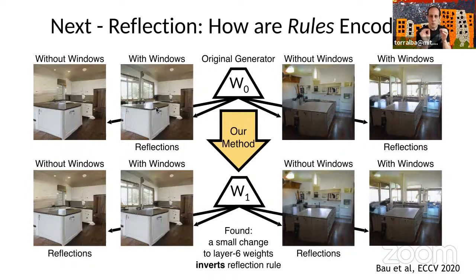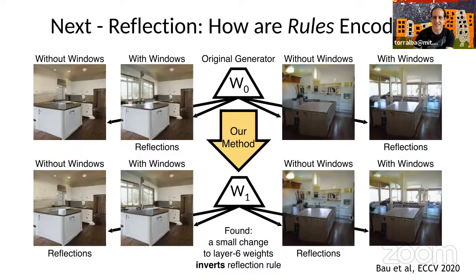And we do a rank one change to that matrix of weights. So we assume that that rule is encoded in a very low rank transformation of that matrix. We modify that weight matrix, just doing a very low rank change to that matrix, and we can change the effect. For instance, we can change the network so that now it's going to do the opposite. Reflections will appear when there are no windows, and whenever there are windows, there will be no reflections.